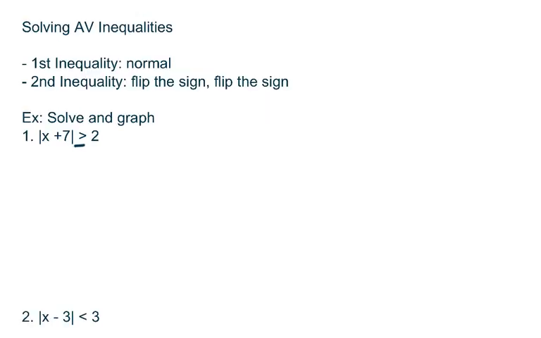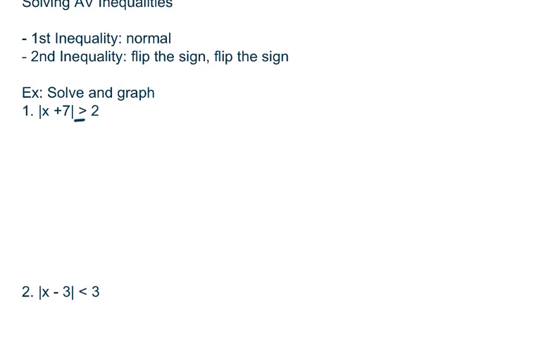Okay, so the basic idea with solving absolute value inequalities. The first inequality, it's going to be normal. You just drop the brackets and then you solve it like normal. For the second inequality, because remember, just like equations, we have a second inequality, we need to what I call flip the sign, and I'll show you what that means in just a second. Okay, so number one, solving graph.